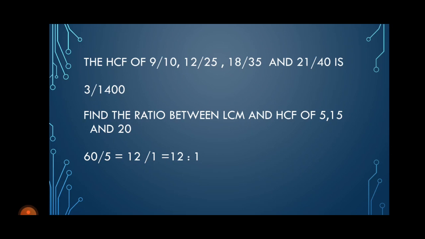Next, find the ratio between LCM and HCF of 5, 15 and 20. We get the LCM as 60 and HCF as 5. We have to find the ratio. So 60 divided by 5 is 12 divided by 1. We can write it as the ratio 12:1.